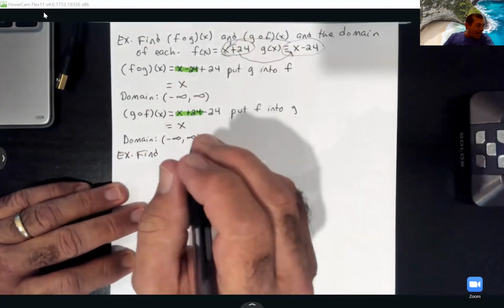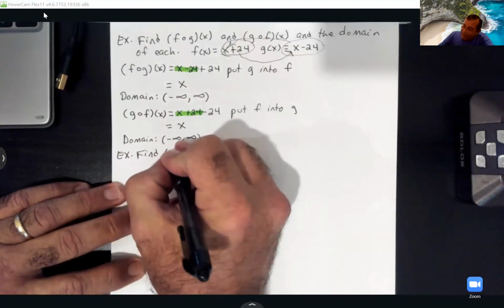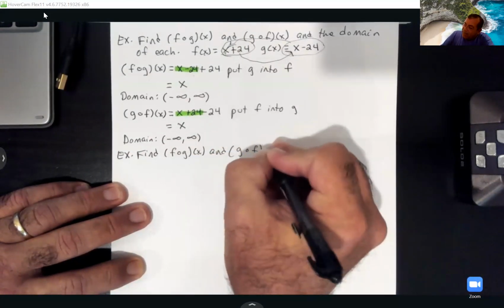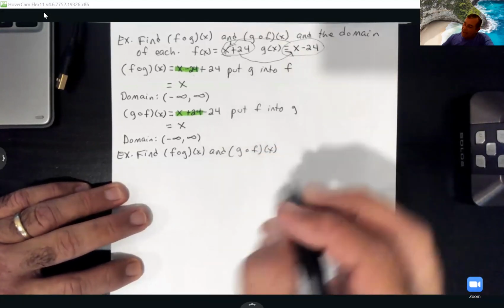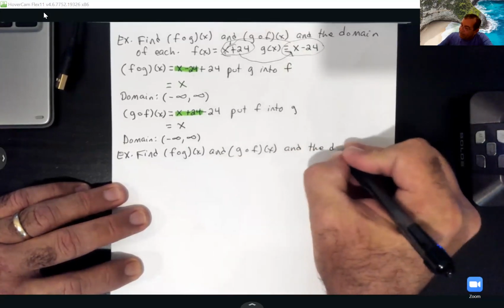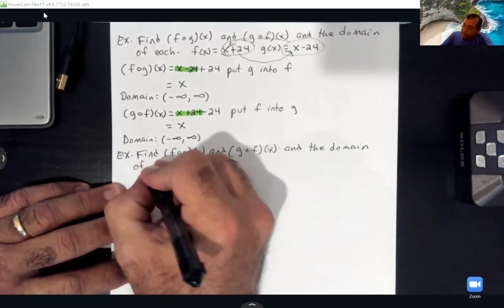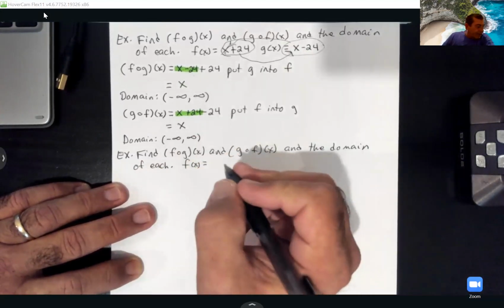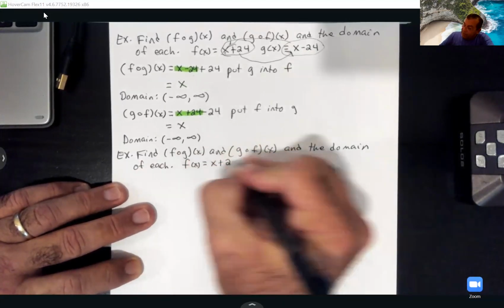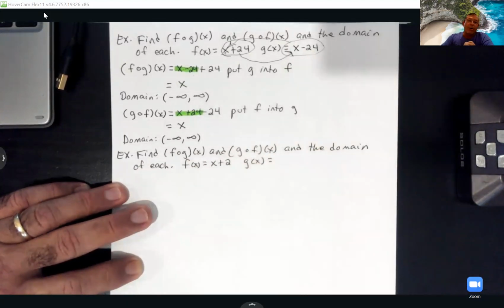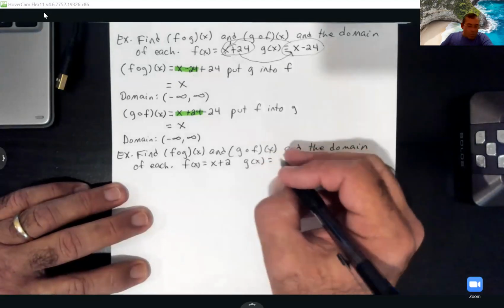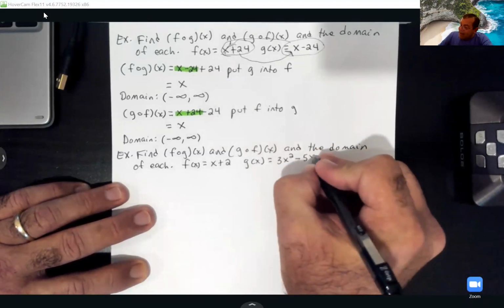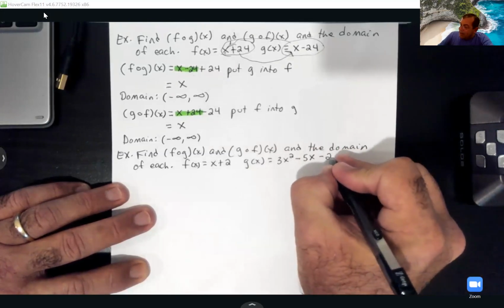All right, y'all. So here we go. Find, I'm going to call this f o g and g o f. F compose g of x and g compose f of x. And y'all guess what? The domain of each. Okay, so f of x is not too bad. F of x equals x plus 2. And y'all guess what? G of x is not going to be x minus 2 this time. Woo! G of x is 3x squared minus 5x minus 2.